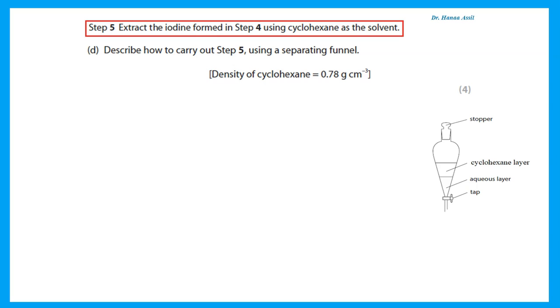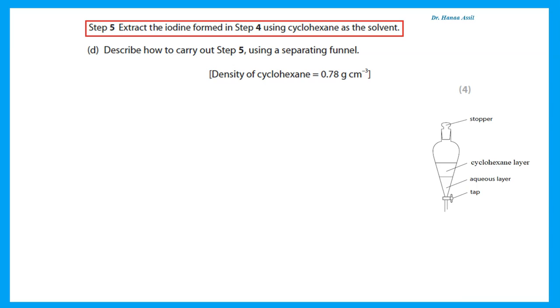Describe how to carry out step 5 using a separating funnel. Step 5 says extract the iodine formed using cyclohexane as the solvent. So I have a mixture and I want to dissolve the iodine in it into cyclohexane. So we use a separating funnel. And when we're told that the density of cyclohexane is less than 1, that means the cyclohexane is the upper layer and the water or aqueous is the lower layer.